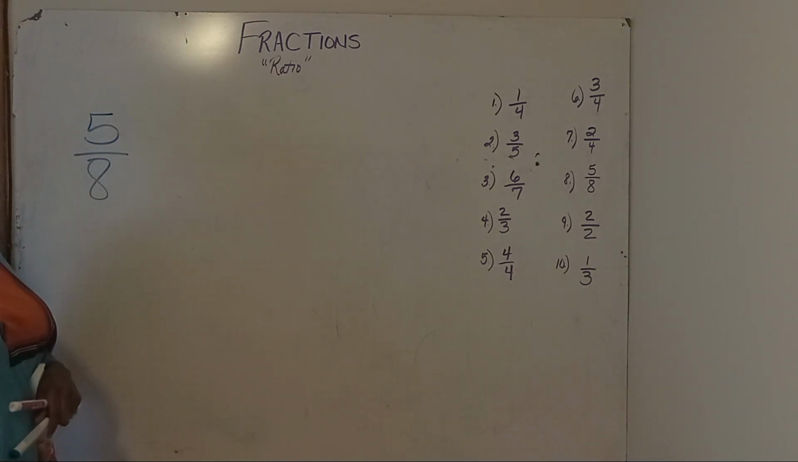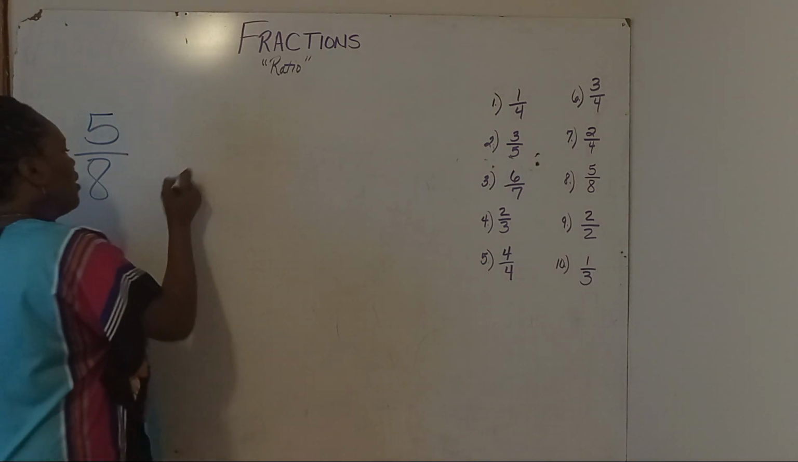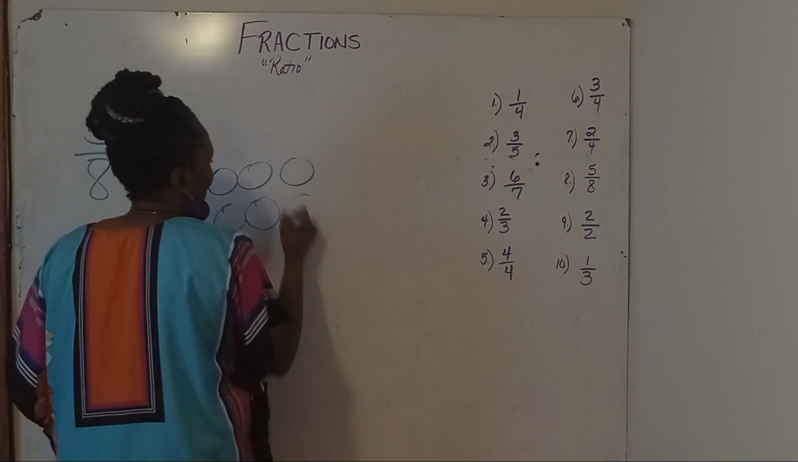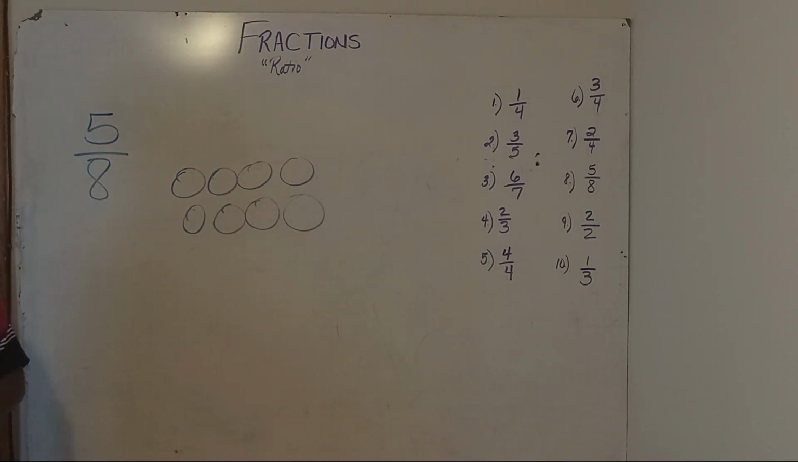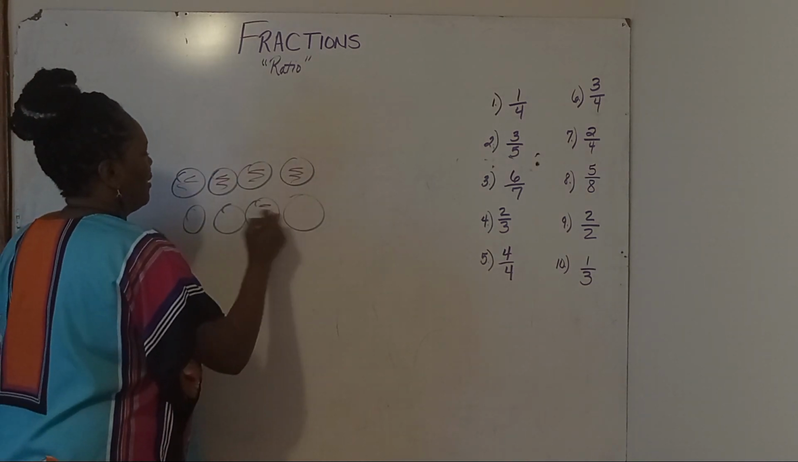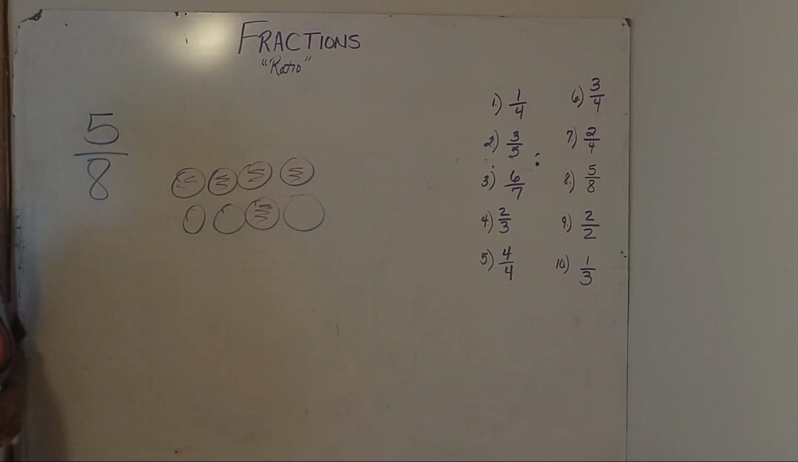All right. How many circles are we going to have to draw? The number at the bottom tells us. Good. 8. 1, 2, 3, 4, 5, 6, 7, 8. Now, how many do I have to color? The number at the top tells me how many to color. How many do I color? 5. Good deal. 1, 2, 3, 4, and 5. And my fraction is 5/8. Good deal. You're doing a great job.